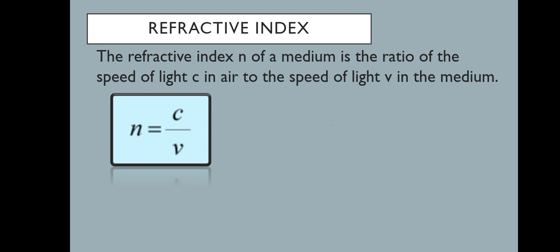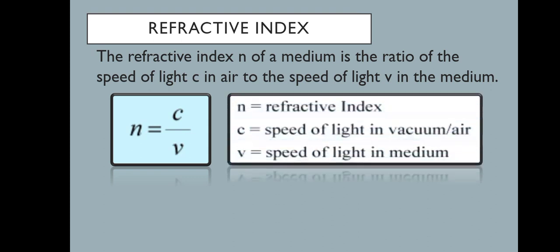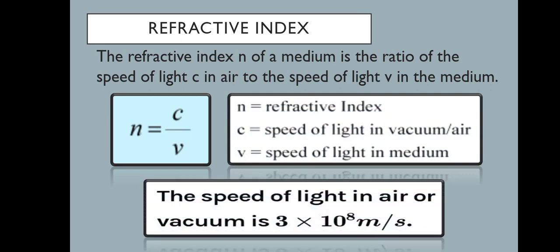N equals c by v represents: n is the refractive index, c is the speed of light in vacuum or air, and v is the speed of light in any medium through which the light will pass, where the speed of light in air or vacuum, represented by c, is a fixed, constant quantity. It is 3 into 10 raised power 8 meter per second. So that was all about refraction, the refractive index and the speed of light in different mediums.